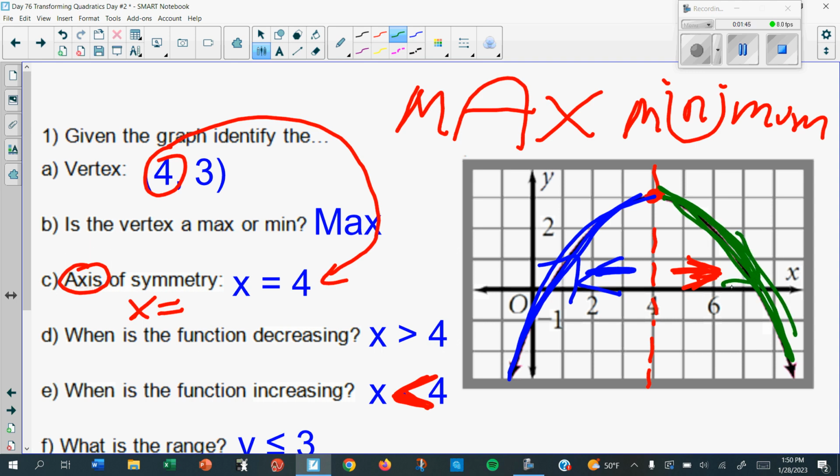It's going down. Just think of it like a roller coaster. So on this side of the graph, it's decreasing. So just think of it like an arrow pointing to which side of the U we're talking about. So on the left side, it's increasing. On the right side, it's decreasing.